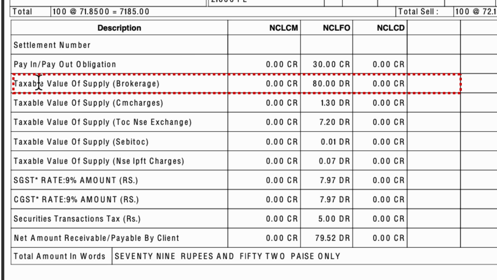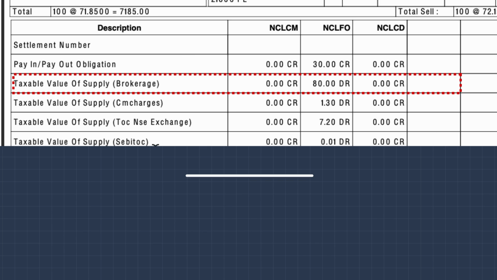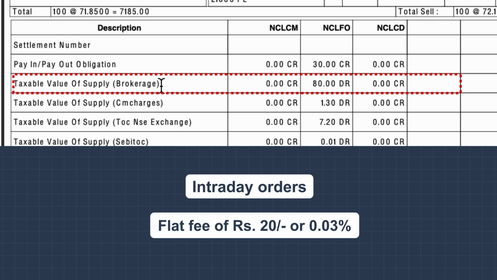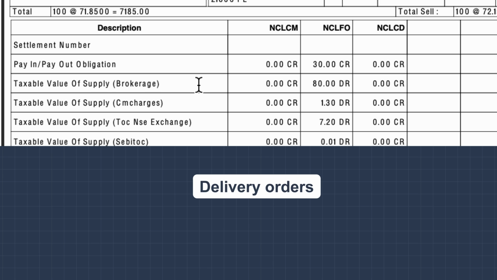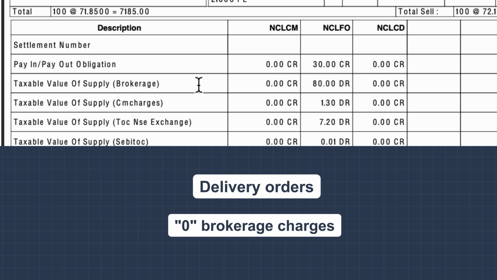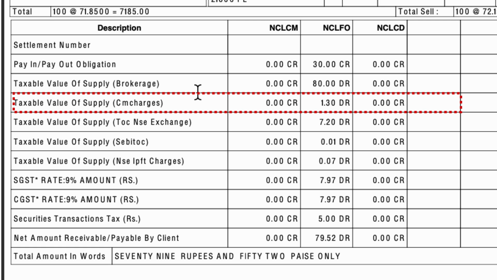First in the list is brokerage charges. At FYERS, we charge a flat fee of ₹20 or 0.03%, whichever is lower, for intraday orders. For delivery orders, the brokerage charges remain 0. Next is clearing member charges, showing charges collected for clearing and settlement of trades.